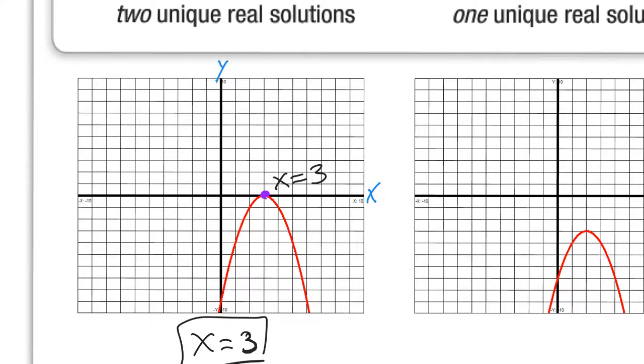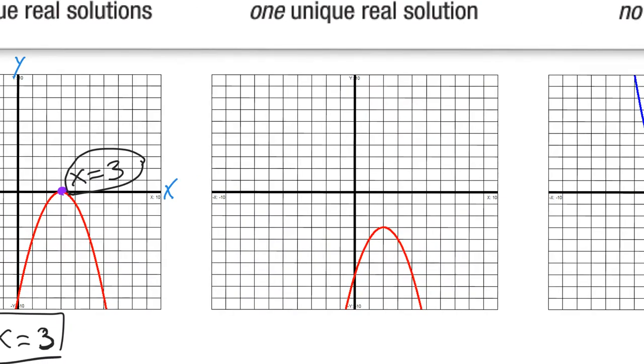Sometimes it is already done. Sometimes we have to use a tool to graph the parabola, and then we have to look for those solutions. Now let's look at the next one. This here means that we have 1 real solution because it touches 1 time on the x-axis.